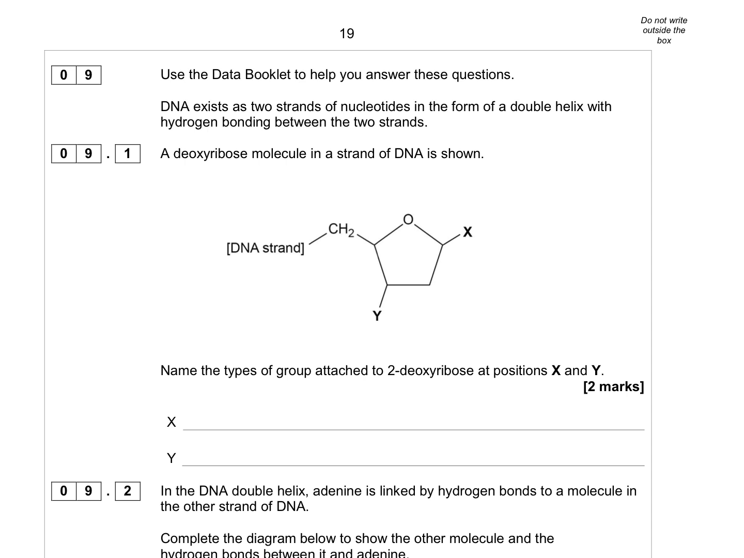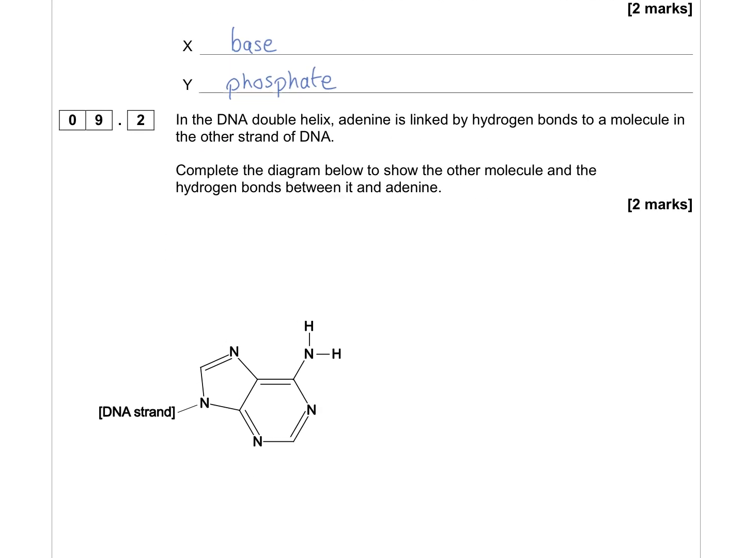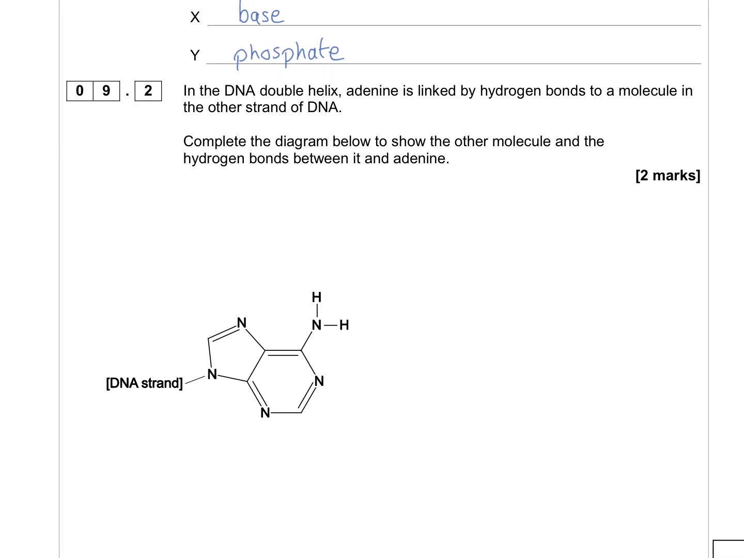Question 9 is about DNA, and again you're expected to use the data booklet to help you answer the questions. I'm going to put some little bits from the data booklet on the page just to remind us. So if we remember, when we're looking at the DNA, the deoxyribose attaches to the phosphate in the 3 and the 5 position, and it attaches to the base in the 1 position. And if we start off at the oxygen at the top of the pentagon and count round.